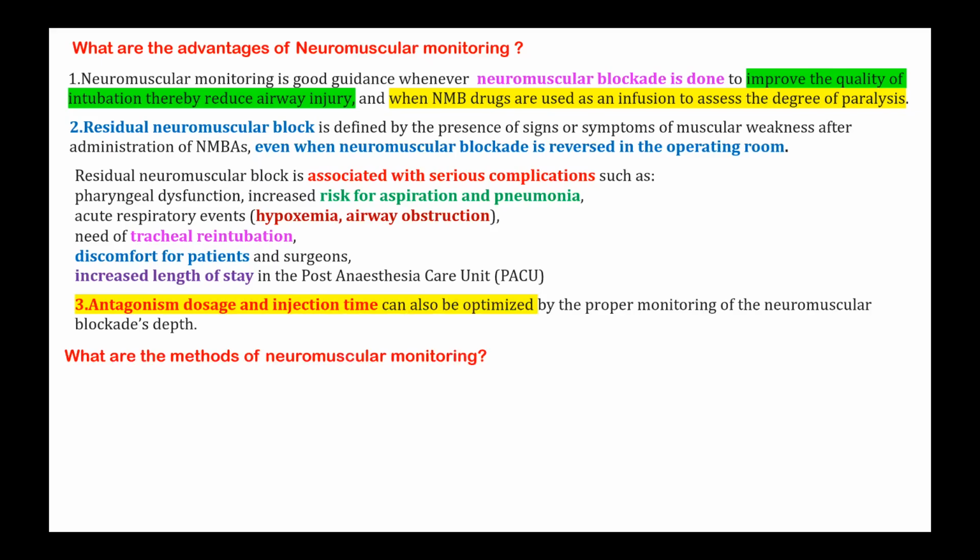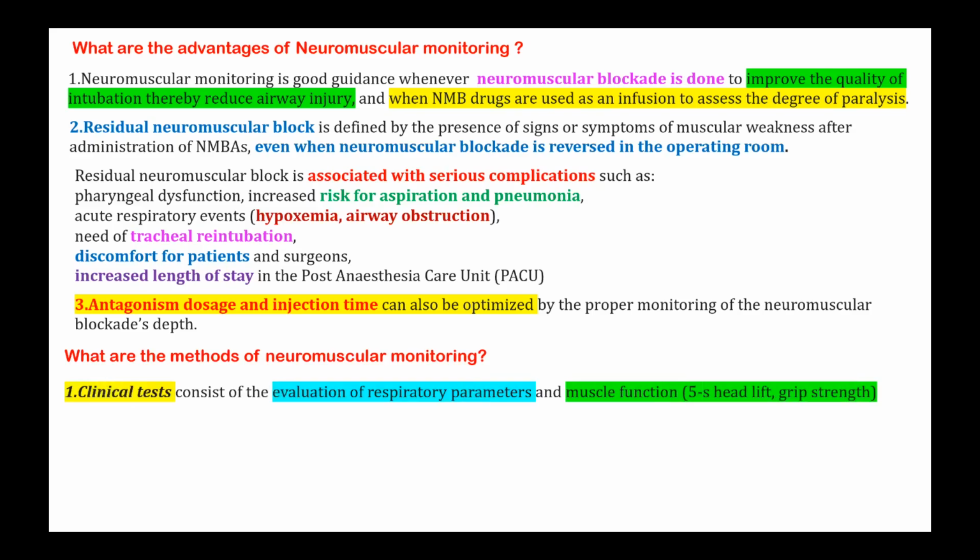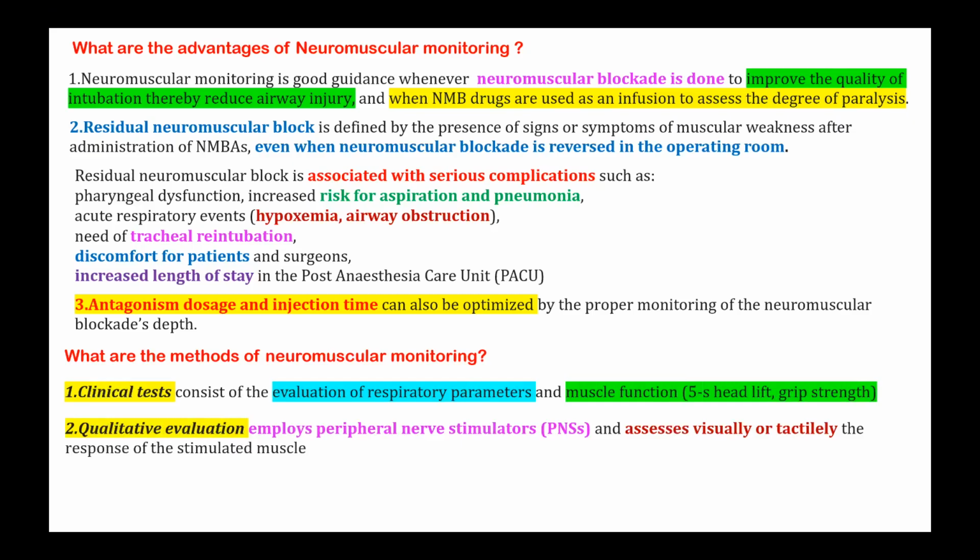And what are the methods of monitoring that you have to classify? You started off by saying mechanomyograph and electromyograph and all those things, but it can be classified as, first, clinical tests of evaluation of muscle recovery, which is evaluation of respiratory parameters and muscle function. It is 5 seconds head lift and grip strength. So this is the first clinical method of assessing adequate recovery from neuromuscular blockade. Then the other methods can be classified into what is called qualitative and quantitative methods of evaluation.